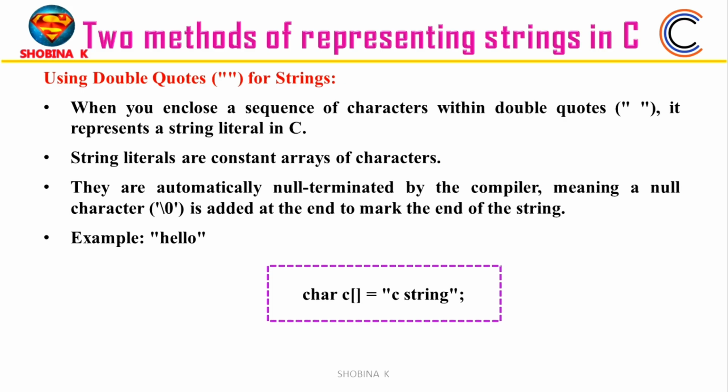In this code, I declared a character array named c. The square brackets indicate that c is an array. Since no size is specified inside the brackets, the size of the array is automatically determined by the number of characters in the initializer, including the null terminator. The initializer "C string" is a string literal enclosed in double quotes. It represents the sequence of characters C, space, string. The compiler appends a null terminator automatically at the end of the string literal. The compiler counts the number of characters in the string literal, including the null terminator. This count determines the size of the array.